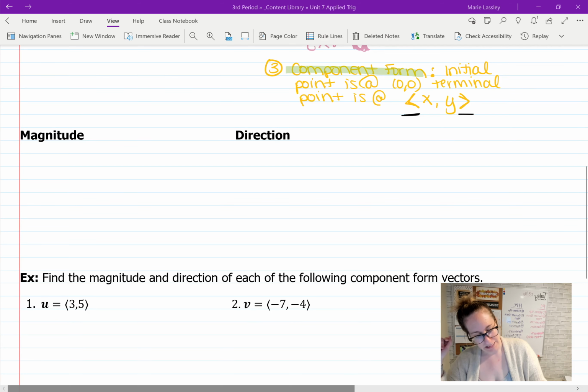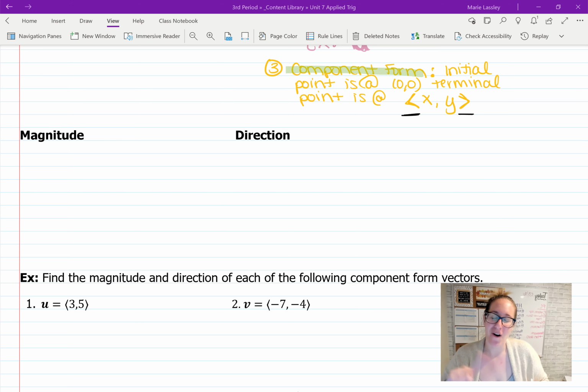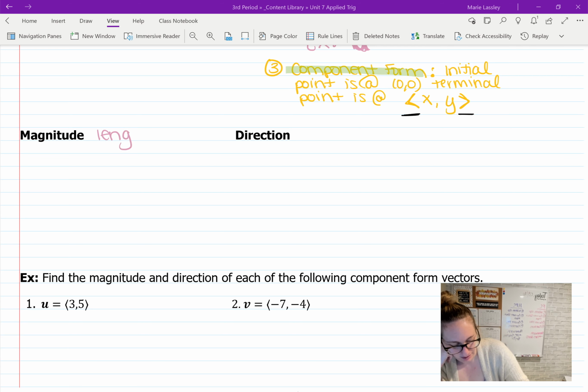You are crazy. Okay, so magnitude. We've already talked about this, but we're going to touch on it a little bit more. Magnitude is the length of your vector. All right, so this is our length of a vector.